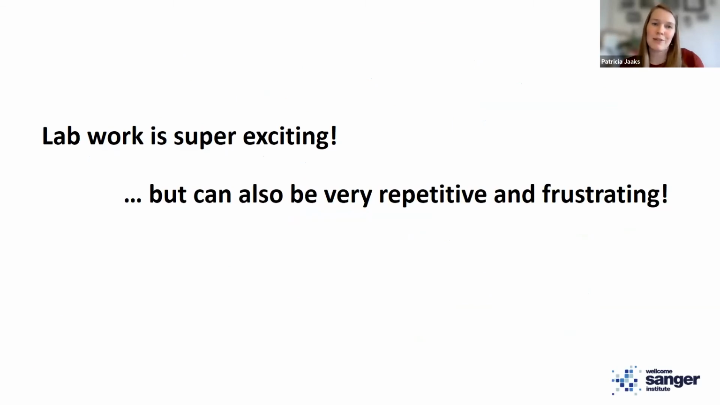And with this, I would like to come to my personal conclusion. Lab work is super exciting. I love it. I love working in the lab, but it can be very repetitive. So setting up a screen, like growing all the cells, is a lot of repetitive, slightly boring work. And it can be very frustrating at times when you do an assay and you try something new and it doesn't work. And you try it again and it doesn't work either. And you might have to try something 5, 6 times until you can make it work. And that can be quite frustrating.